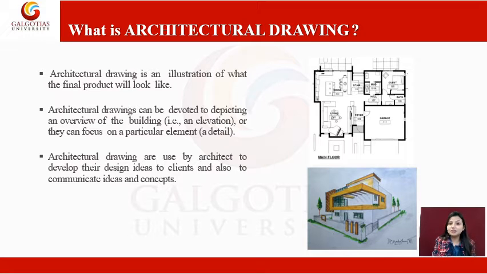It is a schematic representation of a building. So, architectural drawing is an illustration of what the final product will look like. Plan, elevation, sections. Architectural drawing can be devoted to depicting an overview of the building, that is elevation, or they can focus on a particular element, that is a detail of anything. Architectural drawings are used by architects to develop their design ideas for clients and also to communicate ideas and concepts. Architects use architectural drawing to show the plan, section, elevation and their design ideas to clients.